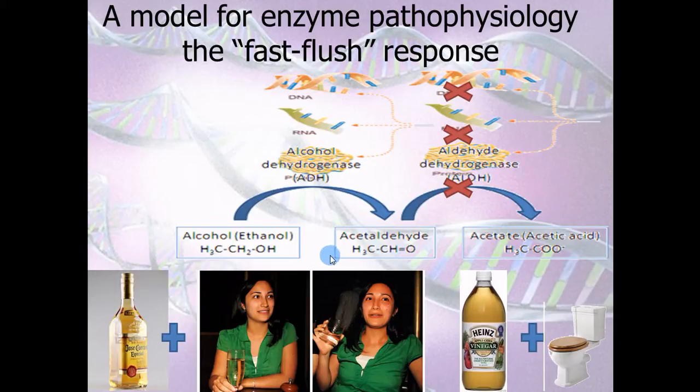It's called the fast flush response. It happens to more of the Asian population. About 50% of Asians are missing or have a deficiency in this enzyme. So when they drink, they get really drunk and kind of sick really fast. Their blood pressure changes because it's a vasoaffector. So it makes them feel a little bit more drunk really quick. It's called the fast flush response. And because it vasodilates, it makes them look a little bit more flushed. Right? So it's just an interesting pathway.